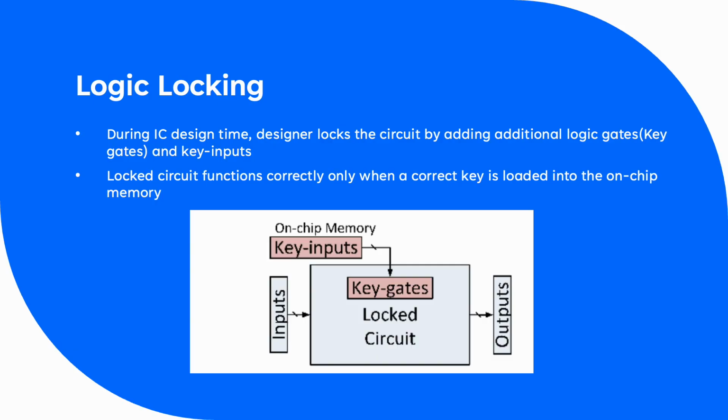Now let's talk about logic locking, which is one of the primary techniques used to secure IC designs. Logic locking works by adding extra logic gates called key gates and key inputs to the circuit during the design phase. The circuit will only function correctly when the correct key is loaded into the on-chip memory. Think of it like a lock and key mechanism, where only the right key will unlock the circuit's full functionality.